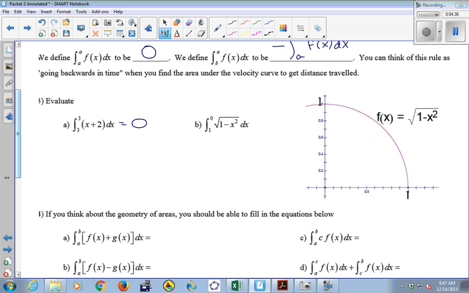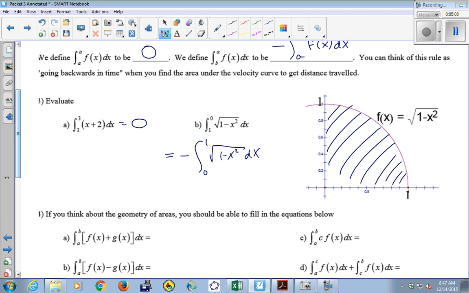All right, the integral from 1 to 0 of the square root of 1 minus x squared dx. I put the bigger number on the bottom, which is a weird way to write it. So instead, I'm going to put a negative and then rewrite it as the integral from 0 to 1. And then I gave you a picture of the square root of 1 minus x squared dx from 0 to 1. So I'm looking for this area.